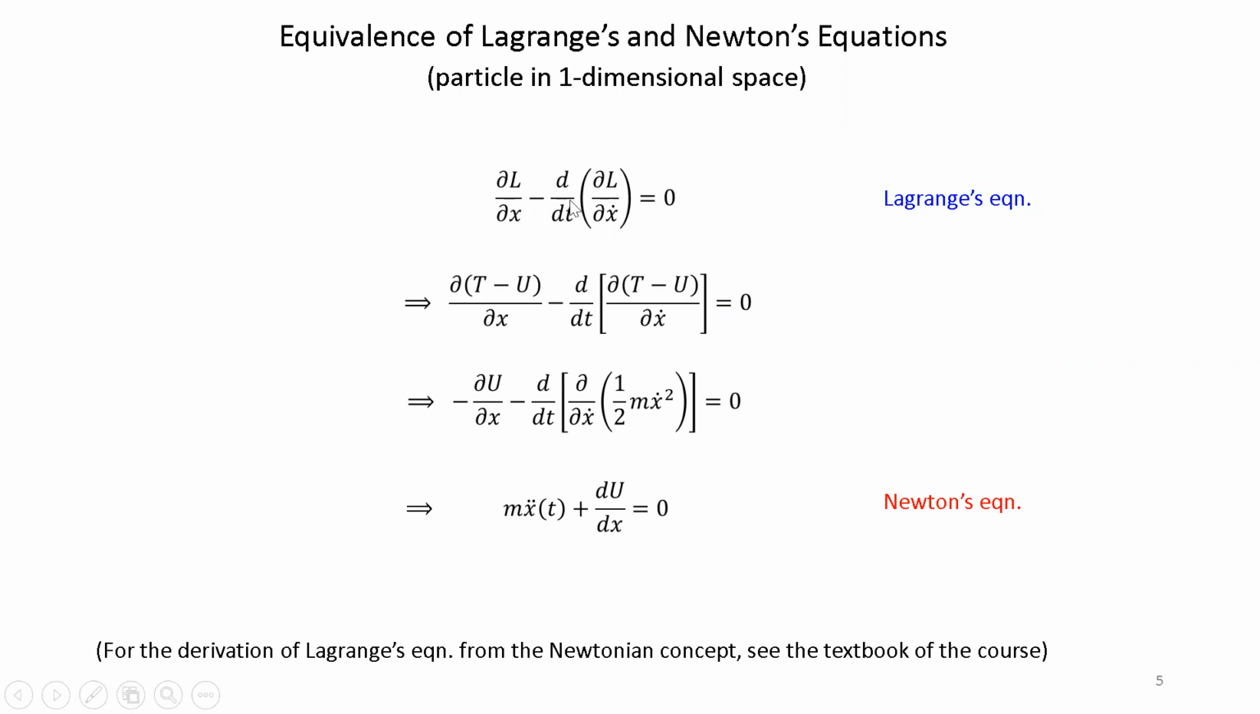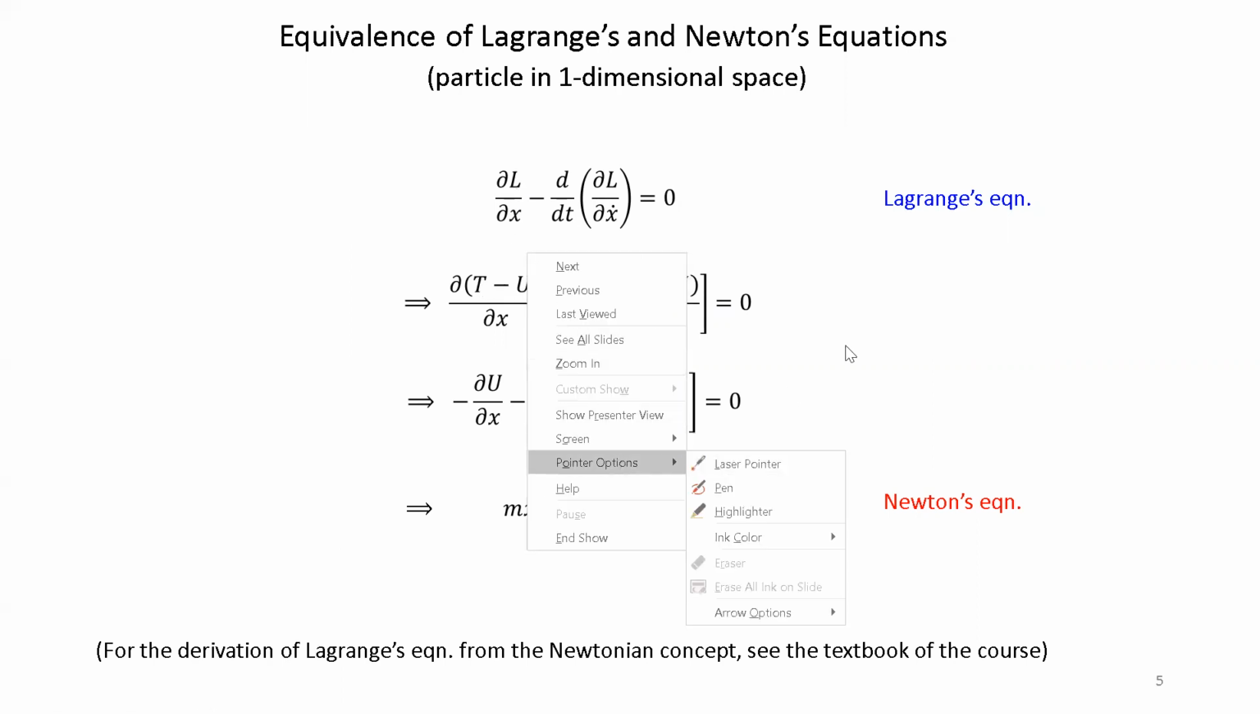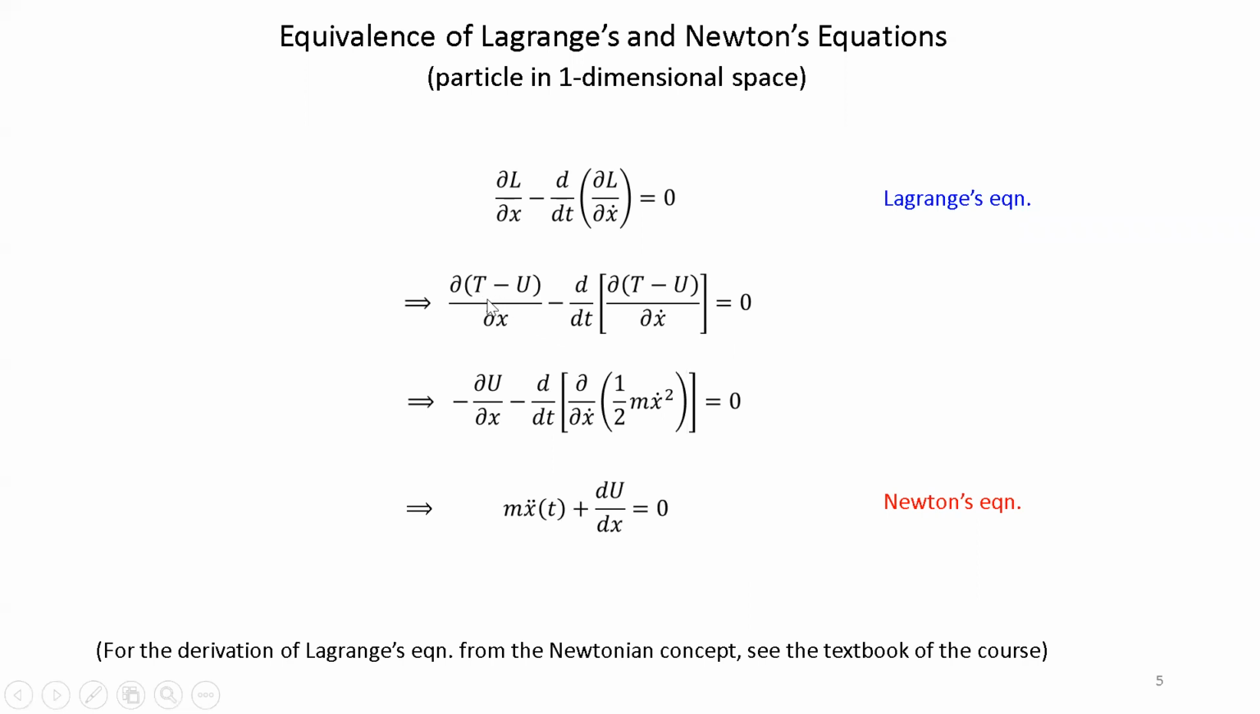I start from the Lagrange equation over here. Remember, the Lagrangian is defined as the kinetic energy minus the potential energy. In the first term, for the partial derivative with respect to x, you know that the kinetic energy is 1/2 m x dot squared, but this is partial x, not partial x dot. So only the partial U, partial x survives here, and partial T, partial x is just 0.